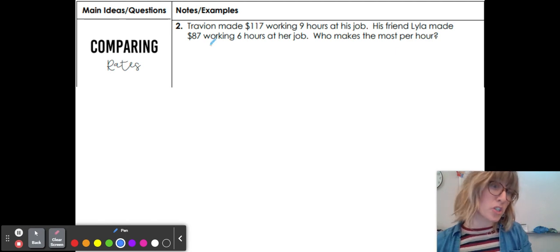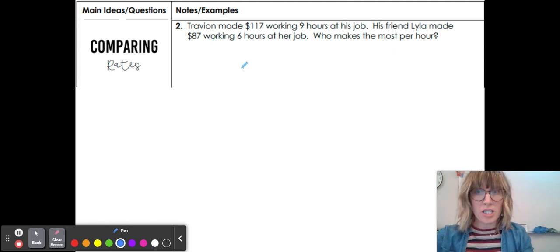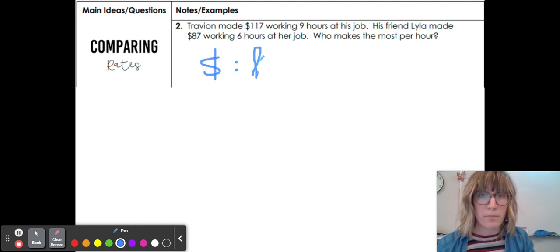So we'll go ahead and move to number 2 here and set it up so that you can then try your best at solving. So we have Travion made $117 working 9 hours. So we have dollars per hour. Okay. His friend Lila made $87 working 6 hours at her job. So we're going to compare, right? So we want to say, well, Travion, we'll call his work situation here blue.